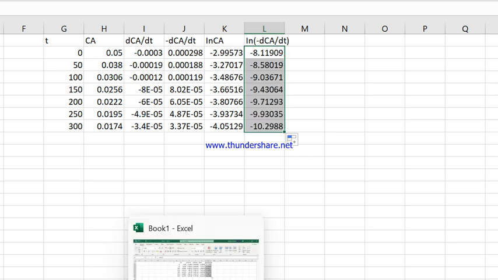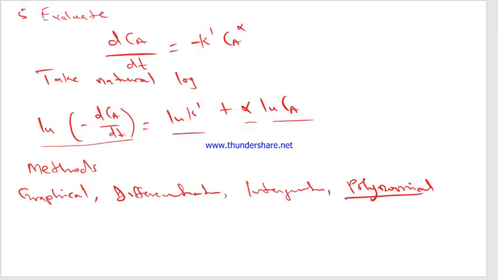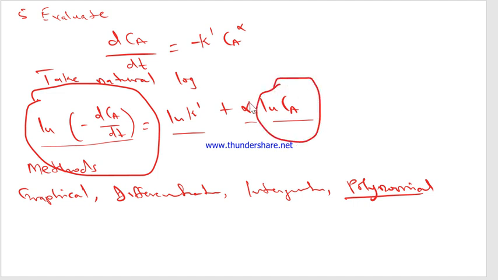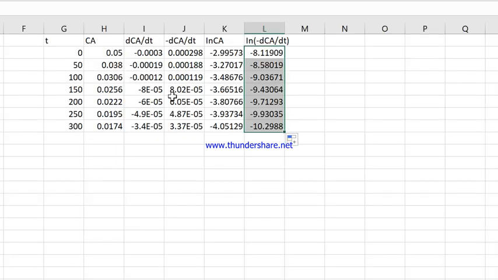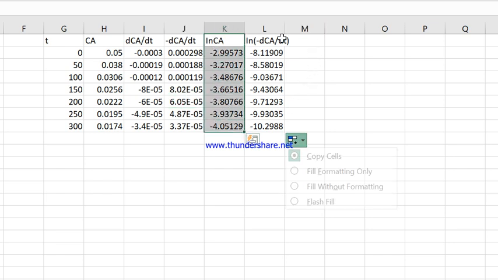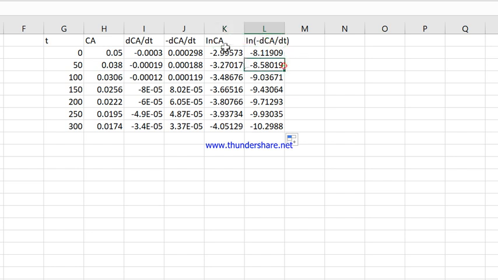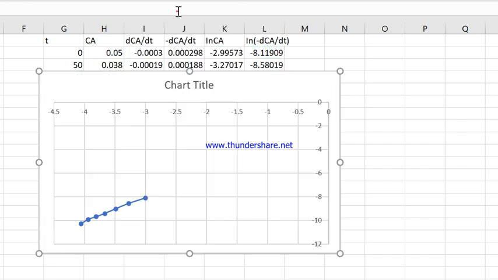So the next thing is to now plot this against ln CA, so that the slope there will be alpha. This ln CA should be the first one to select, and we can select only the numbers, and against this. So we plot it, put in Excel, we can put plot. So this is the plot.